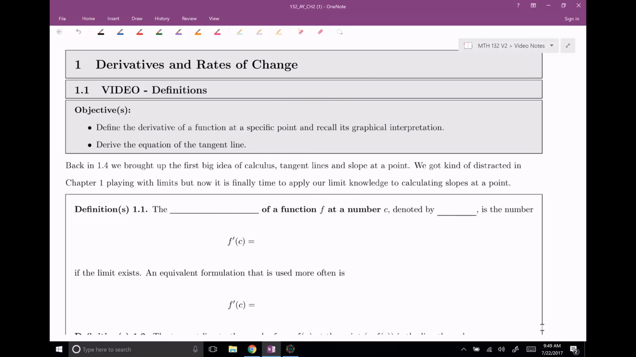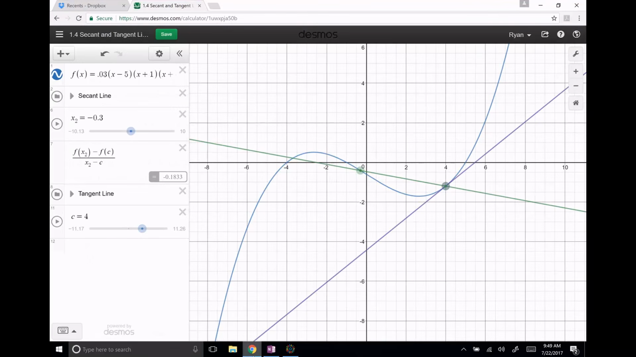So now the claim is it's time to finally go back, and now that we have all of this limit knowledge, we can apply it so that we can formally calculate this tangent line, slope at a point, instantaneous rate of change, all that great stuff. All right, so let me do a little bit of reminder here before we get into the formal definitions. So we saw something like this from 1.4, right?